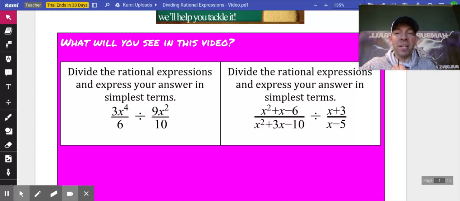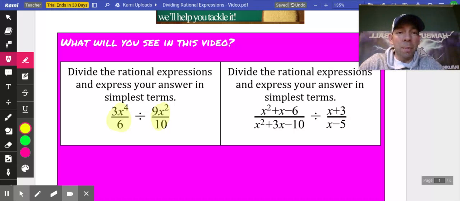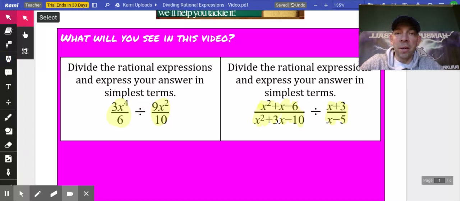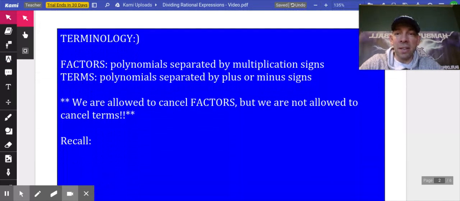So what we're going to see in the video here today is, we're going to take one rational expression like this that's got monomials and divide it by another one. And then, of course, we're going to graduate from monomials up to binomials and trinomials. So you'll see something like this rational expression divided by this one. So very similar to yesterday, we're just replacing the multiplication sign with a division sign. And we're going to take a look and see how that affects it.